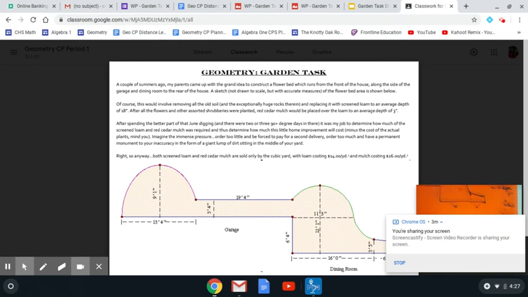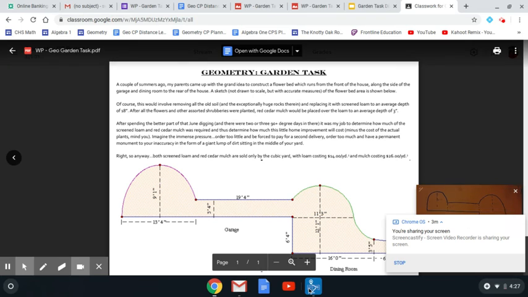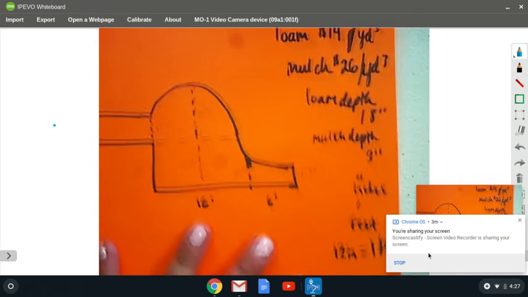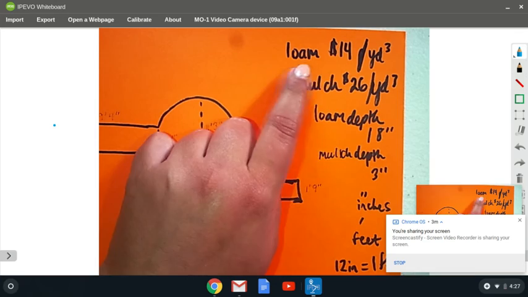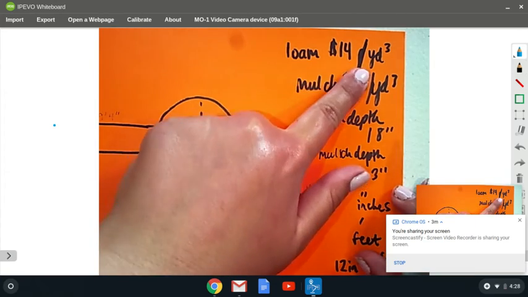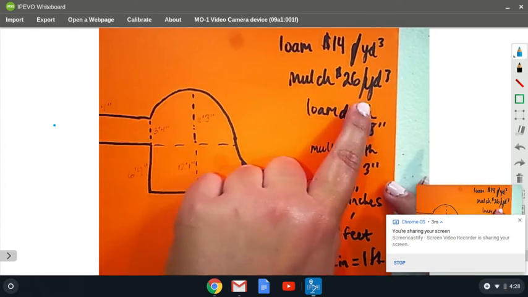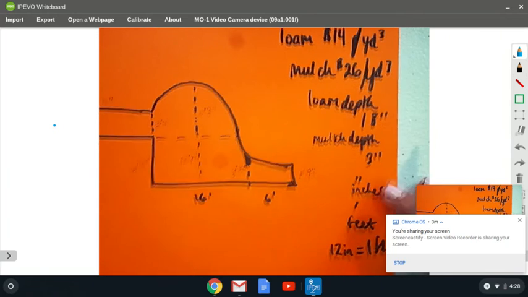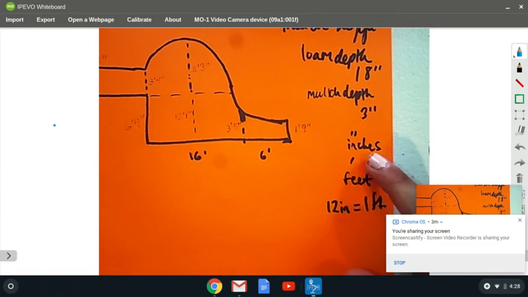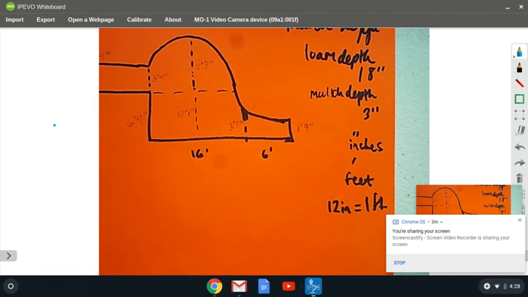So the next thing I want to talk about is breaking this picture up into pieces. I wrote down my important information. Loam is $14 per cubic yard. Mulch is $26 per cubic yard. I have my loam depth, my mulch depth, inches, feet, and 12 inches are in a foot.